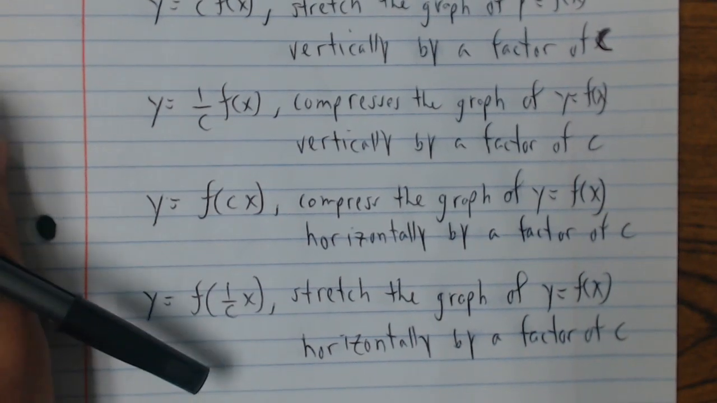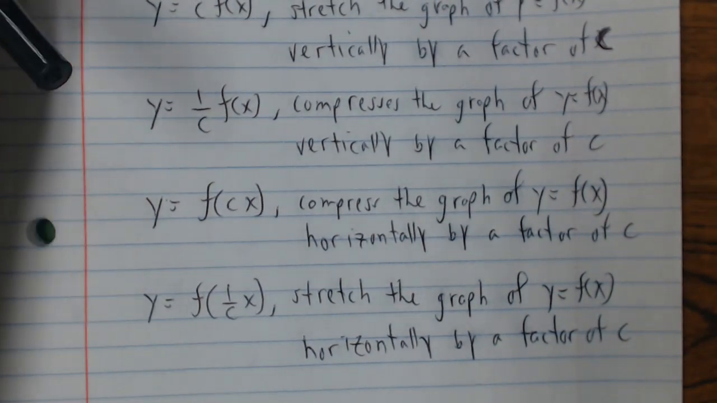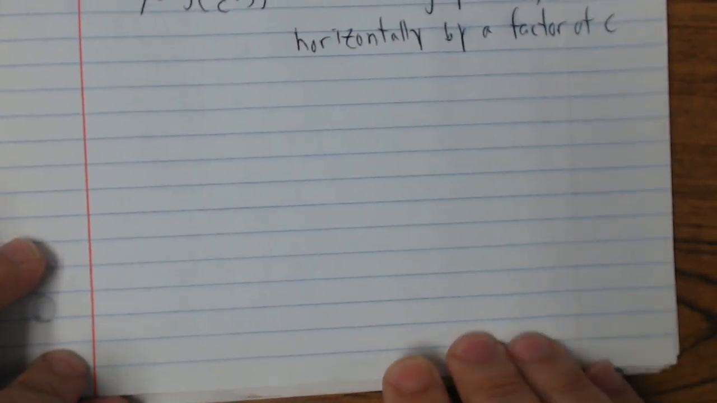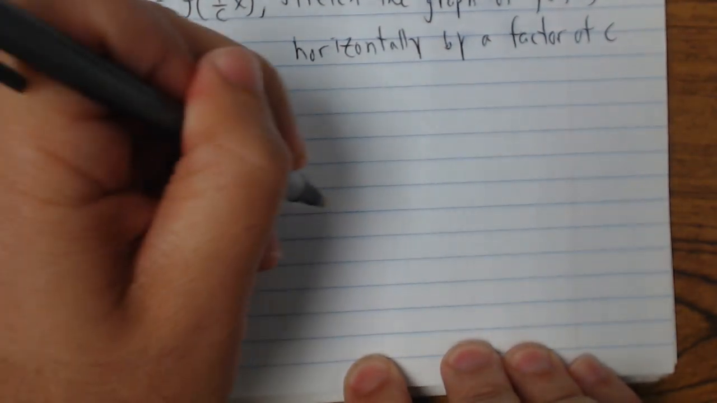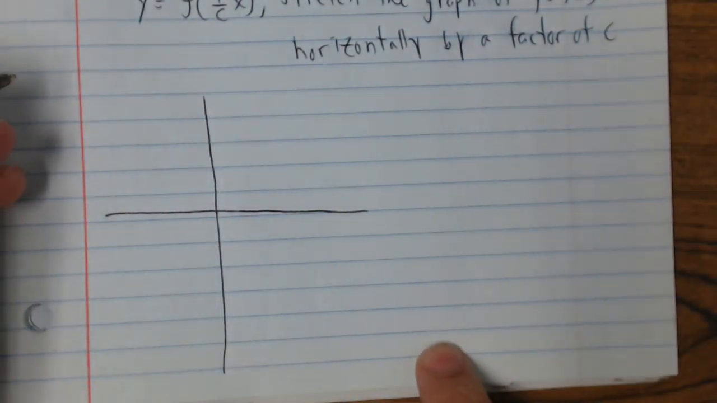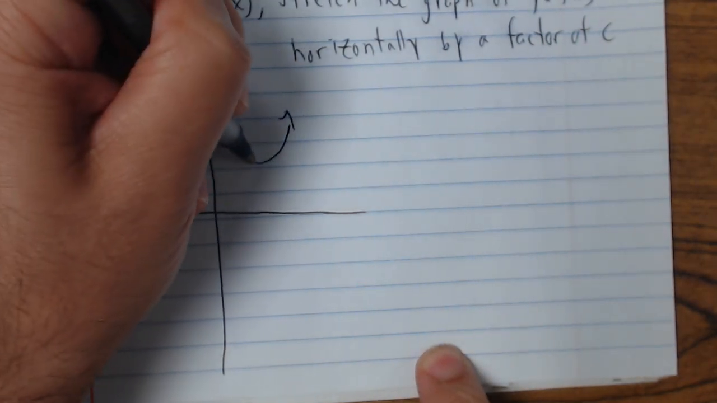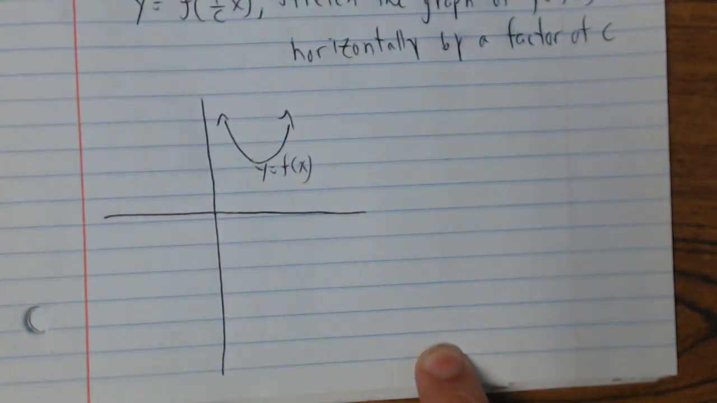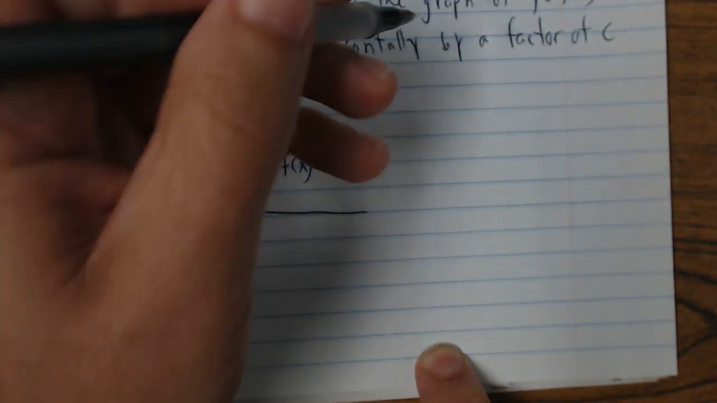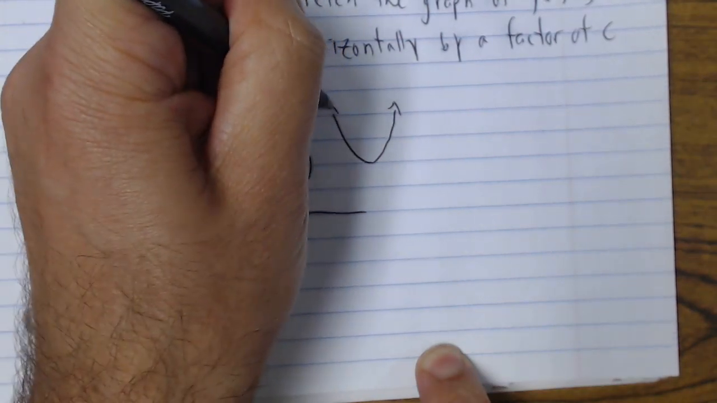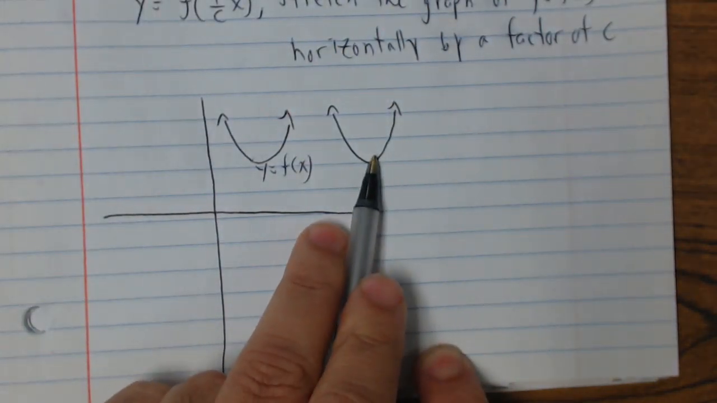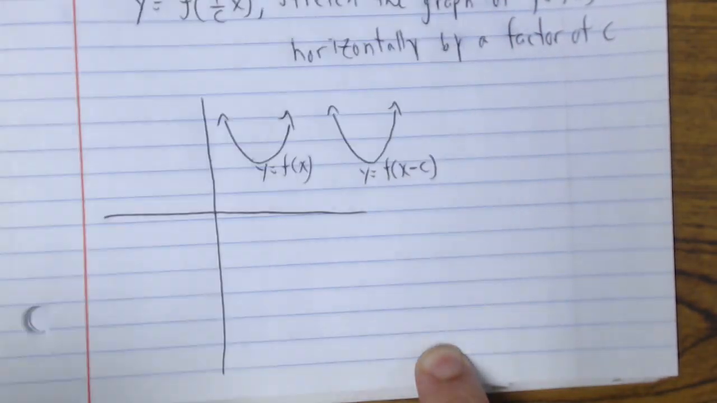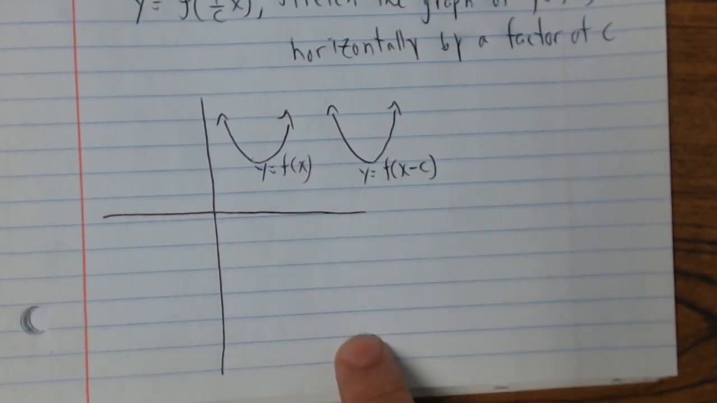So just really quickly, to assign some visuals to this, let's graph these out. I'm just going to use a basic graph. Let's start off with this one, and let's call this y equals f of x. If I shift this to the right, it's going to look like this. The new notation that would describe this graph would be y equals f of x minus c, which means I'm shifting it c units to the right.